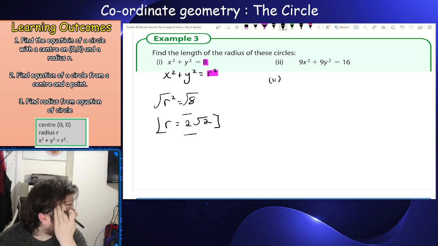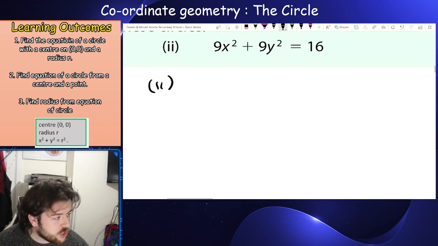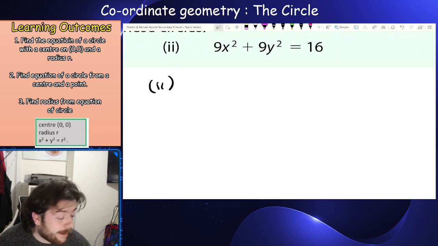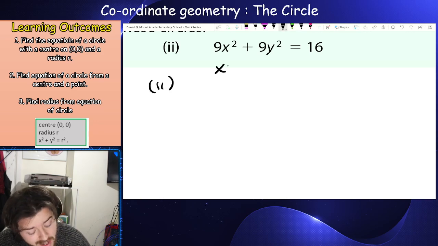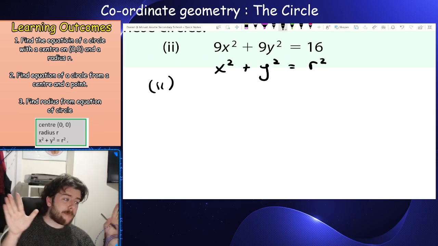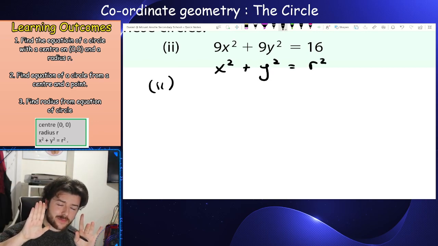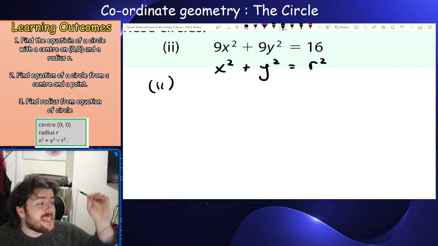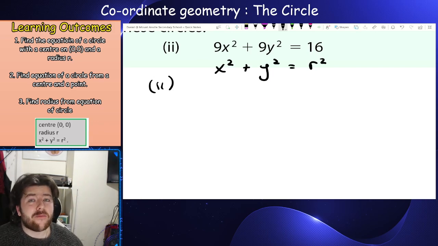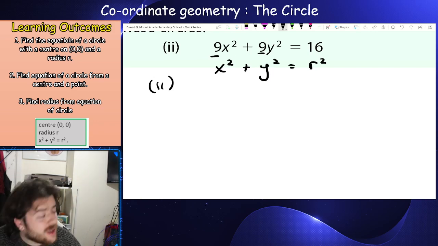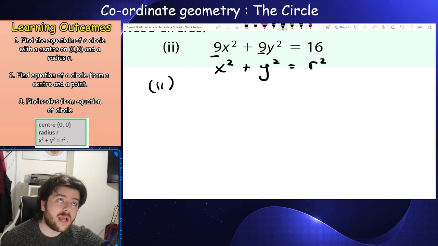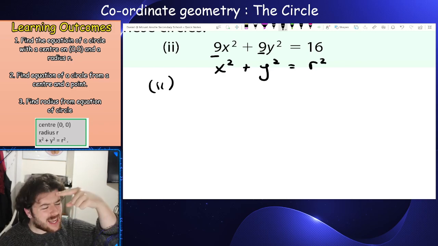The second one here is where people will run into issues. So I have 9x squared plus 9y squared equals 16. Now, my equation of a circle is x squared plus y squared equals r squared. Let's pause for a minute. What is different, ladies and gentlemen? I have a 9 in front of my x squared, and I have a 9 in front of my y squared. But I needed to get x squared plus y squared on its own on the left-hand side.